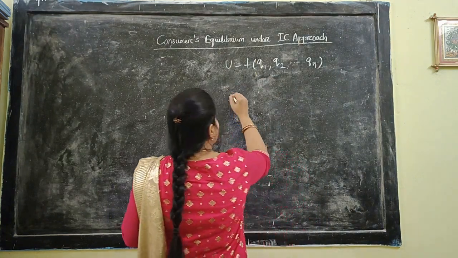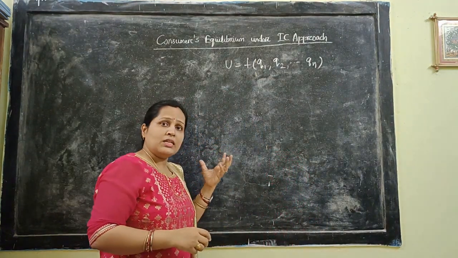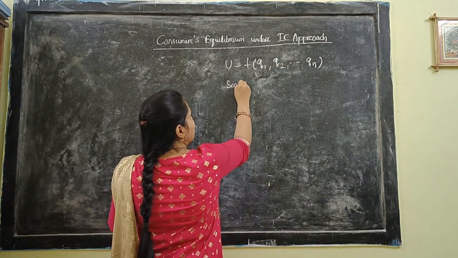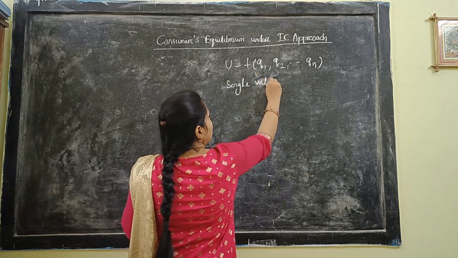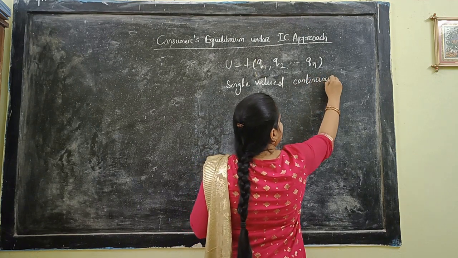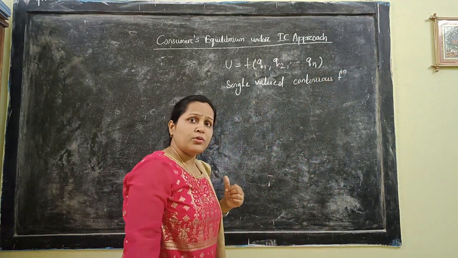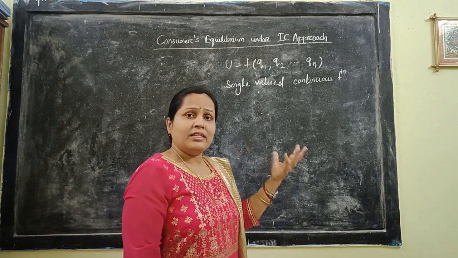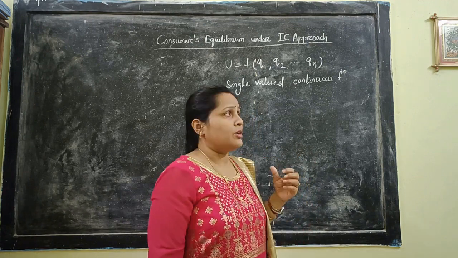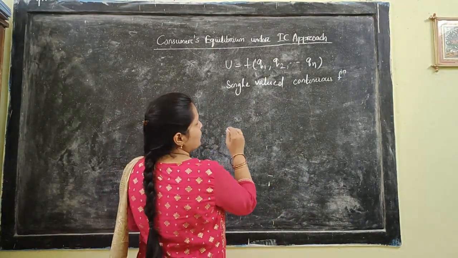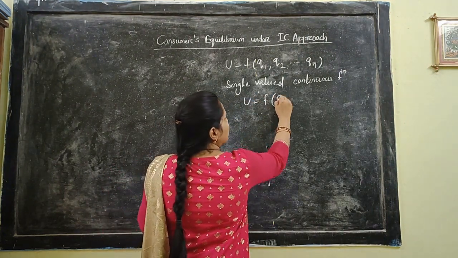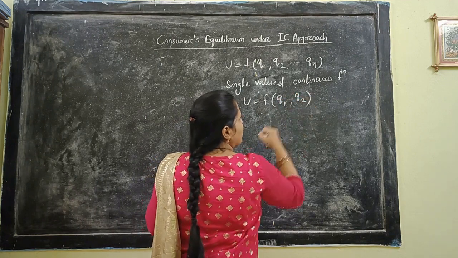The basic assumption for the utility function is that it is a single valued, continuous function. Also, it is a regular, strictly quasi-concave utility function. So let's start. For ease of understanding, let's take utility as a function of Q1 and Q2.